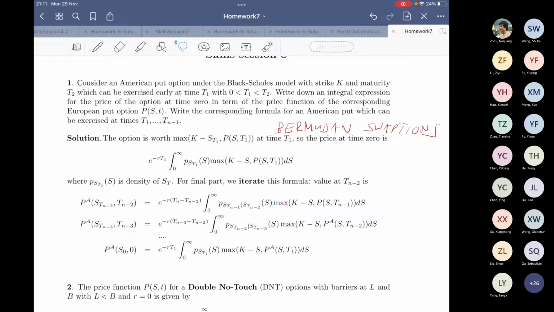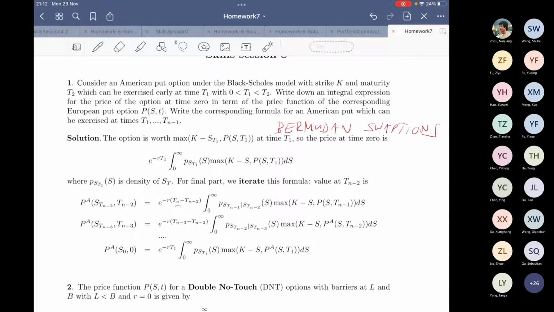It's the max of K minus S there. But the price function you want there is the value, P at S_{t_{n-1}}, which is actually, oh no, sorry, this is just a European option payoff. Or rather, this is just the price of a European put option. But the discounting factor is here because the time from t_{n-2} to t_{n-1}, using my convention here, is that.